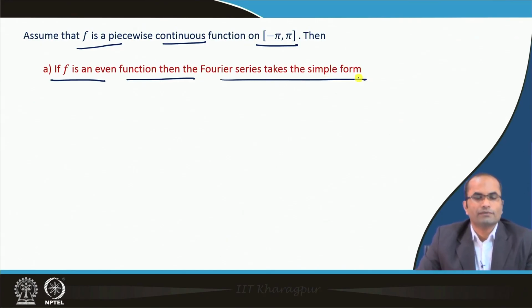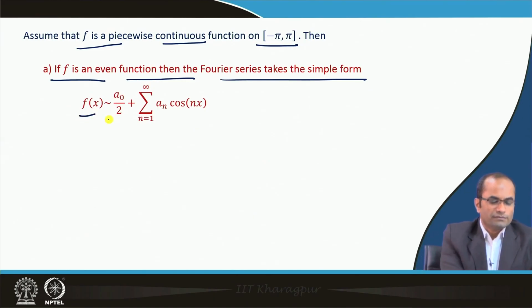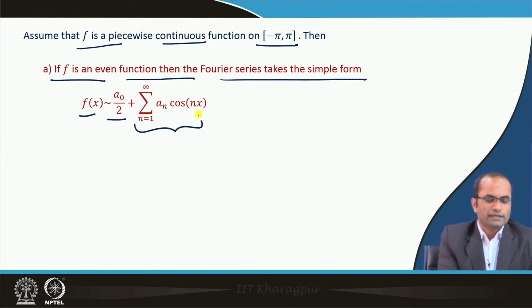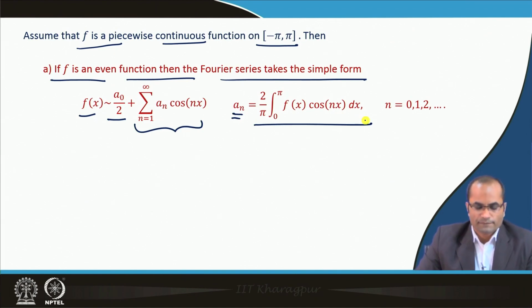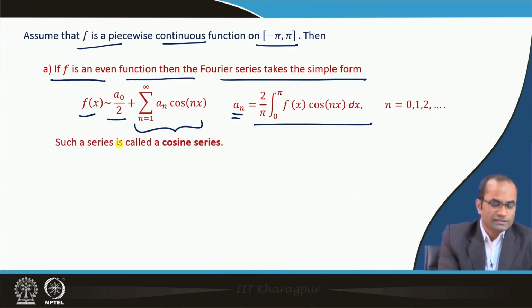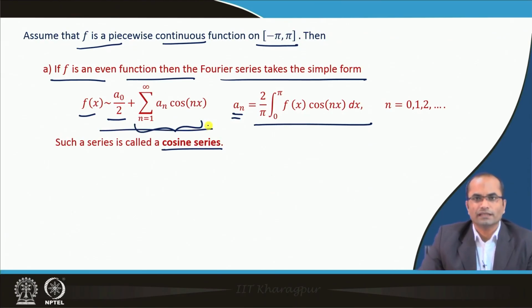If it is an even function, the Fourier coefficients An will survive, the Bn's will become 0, and therefore in the Fourier series we will see only the cos terms. So, the Fourier series will be simplified to a by 2 plus only the cosine terms, where this An can be computed with the integral 2 over pi, 0 to pi, f x cos n x dx. And such a series is called a cosine series, because we have only the cosine terms in the series.